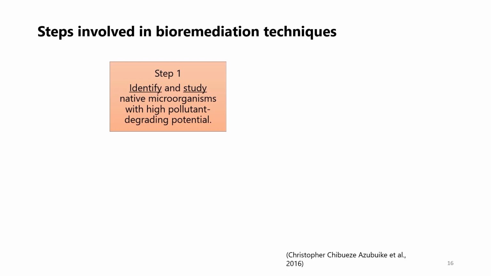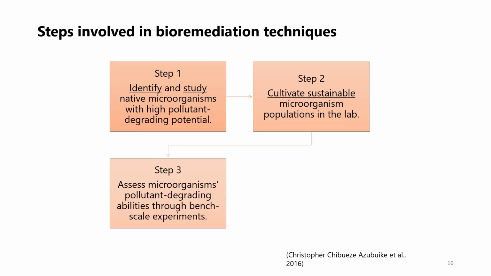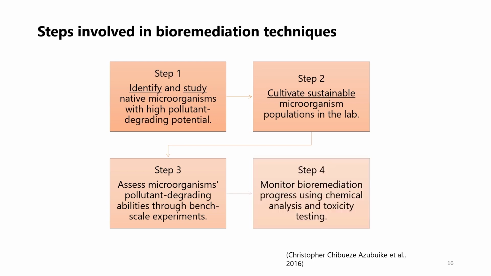In step 1, we identify and study native microorganisms with high pollutant degrading potential. In the second step, we go for cultivating microorganisms sustainably in laboratory conditions. And in step 3, we assess the microorganisms' pollutant degrading abilities and their efficiencies through bench scale experiments. And in step 4, we monitor bioremediation progress using chemical analysis and toxicity testing of the products produced by this process.